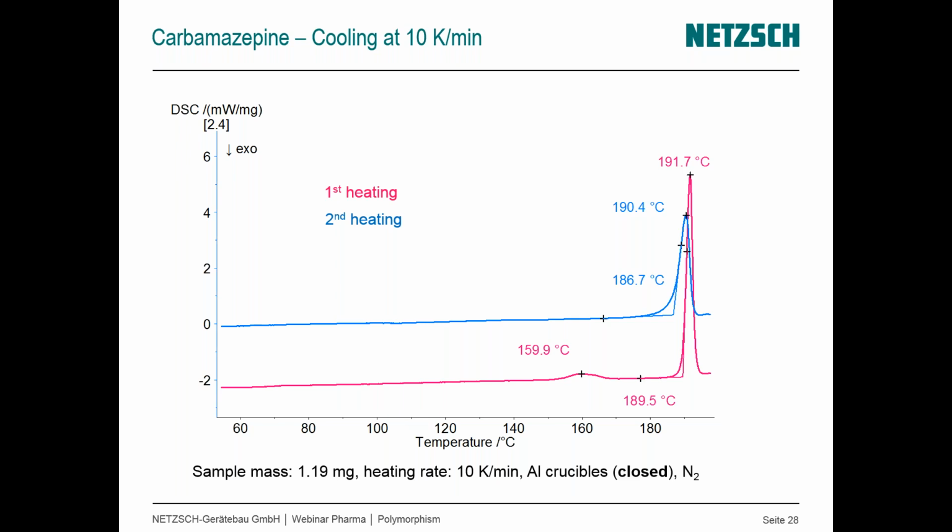I mentioned that kinetic hindrance can play a large part in the way that we have different polymorphs, in which forms exist. When we cooled really quickly, we froze the material in its amorphous state. When we cooled more slowly, we allowed the material time to find a more thermodynamically stable form during the cooling process.